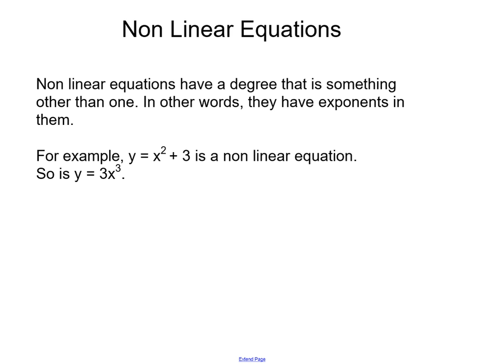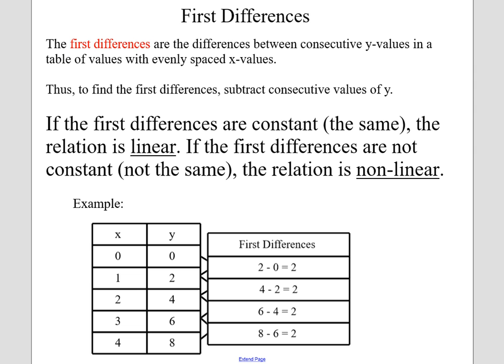This particular slide here that we talked about in class is essentially just a really fancy word for something that you've actually been doing quite well. It's a fancy word for figuring out what your y's are going up or down by. So in this case, our y's are going up by 2 every time. That means that our first difference is 2. If our y's are not going up by the same thing, then the first differences are not the same, and we know the relationship is non-linear.